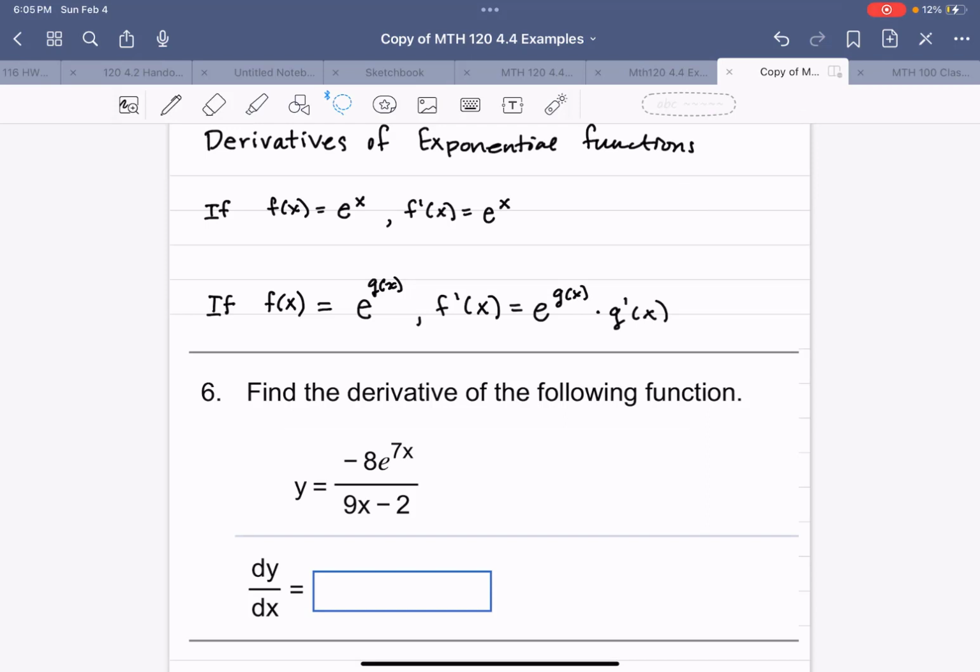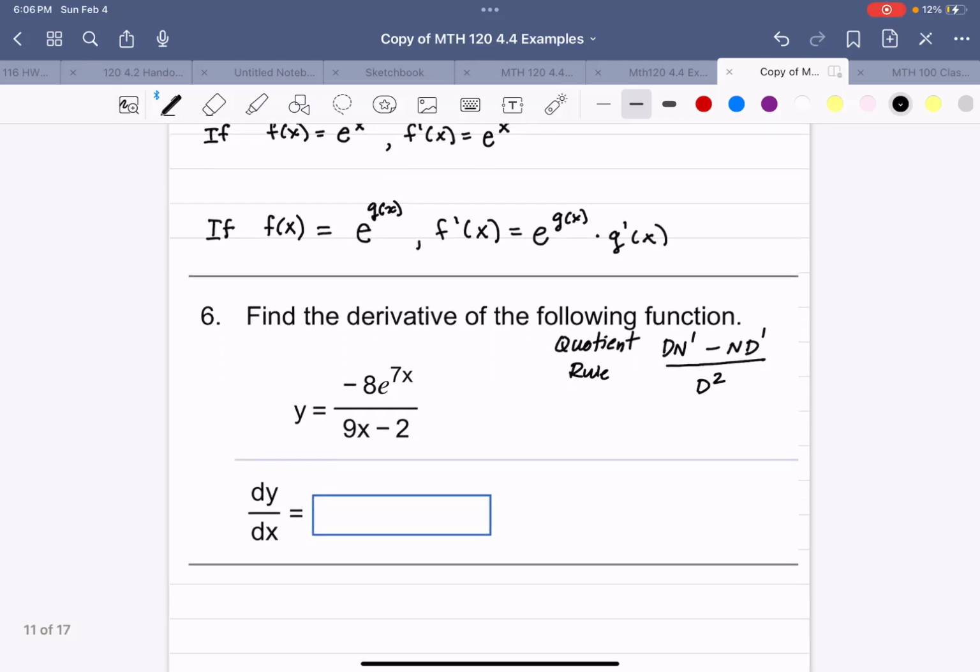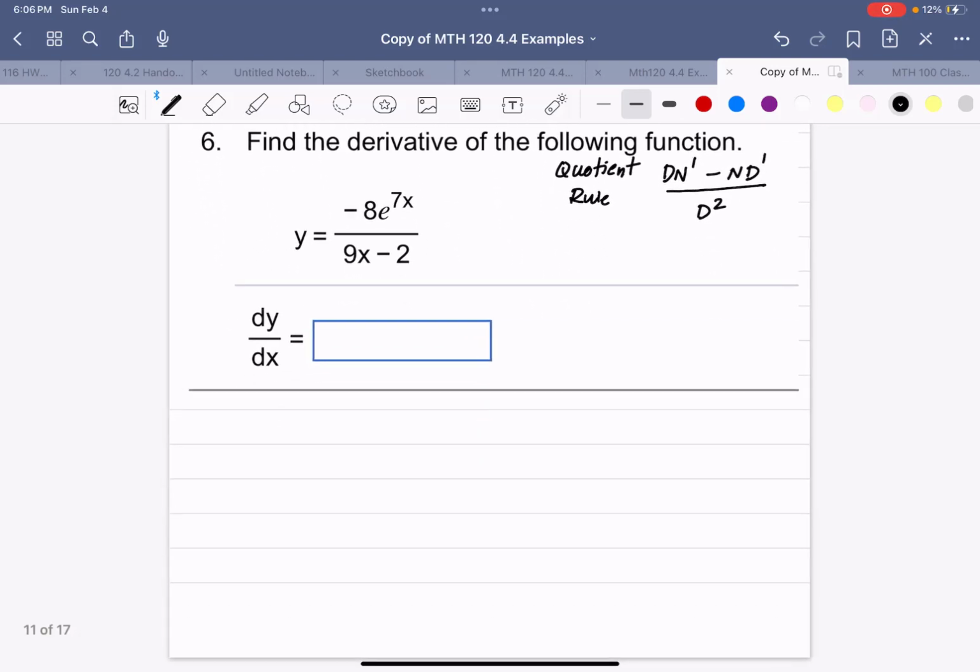Example 6. Find the derivative of the following function. Y equals negative 8e to the 7x divided by 9x minus 2. Here we have a quotient. That's a division, and we have to follow the quotient rule. The quotient rule says denominator, derivative of the numerator, minus numerator, derivative of the denominator, over original denominator squared. So I'm going to put 9x minus 2 squared down here in my denominator, because I know that in my derivative, dy dx, I'm going to have 9x minus 2 squared in my denominator.